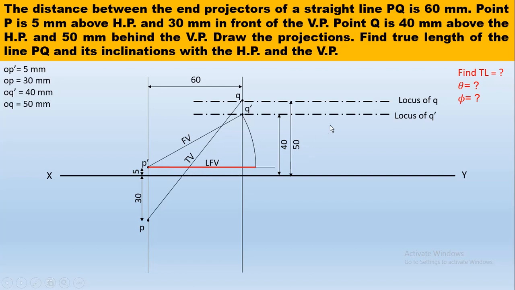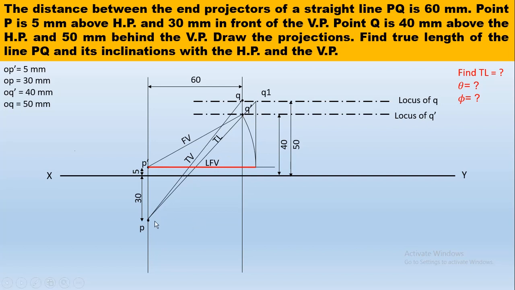So this is the locus of Q. Now draw a vertical line over here which will cut the locus of Q at Q1. So this is nothing but true length in top view. Join PQ1. This is nothing but true length in top view. Now you have true length in top view.